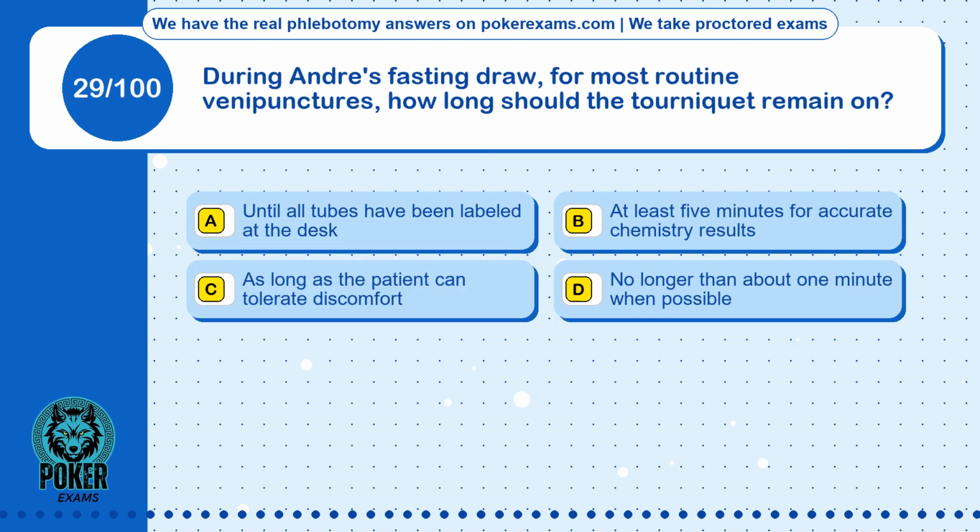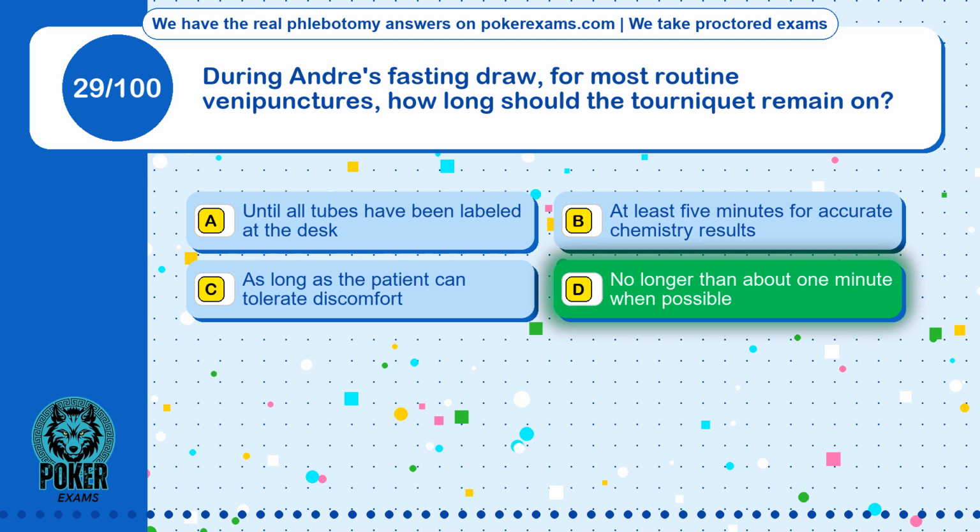Question 29. During Andre's fasting draw, for most routine venipunctures, how long should the tourniquet remain on? Option A, until all tubes have been labeled at the desk. Option B, at least 5 minutes for accurate chemistry results. Option C, as long as the patient can tolerate discomfort. Option D, no longer than about 1 minute when possible.